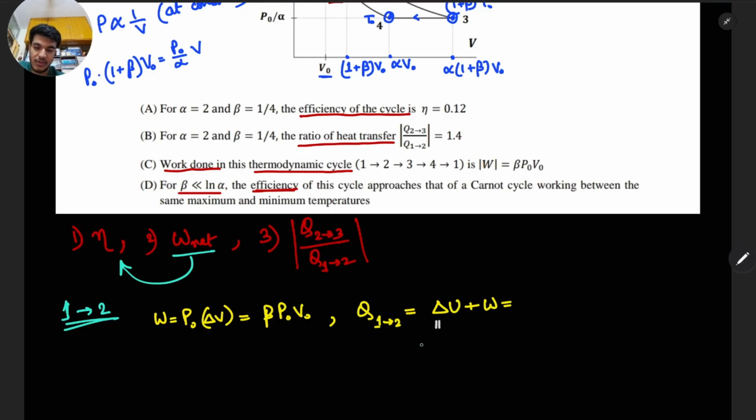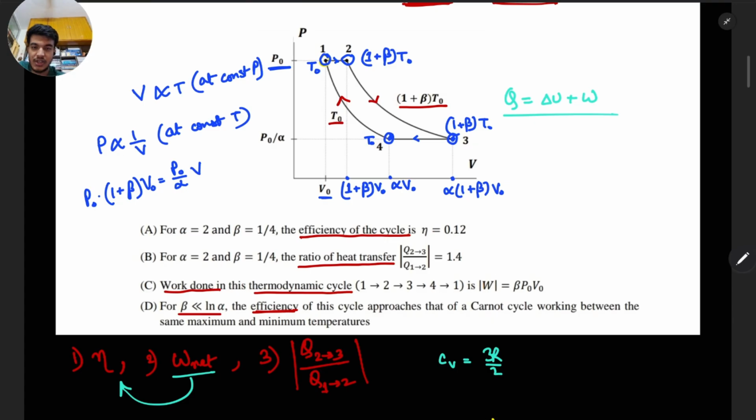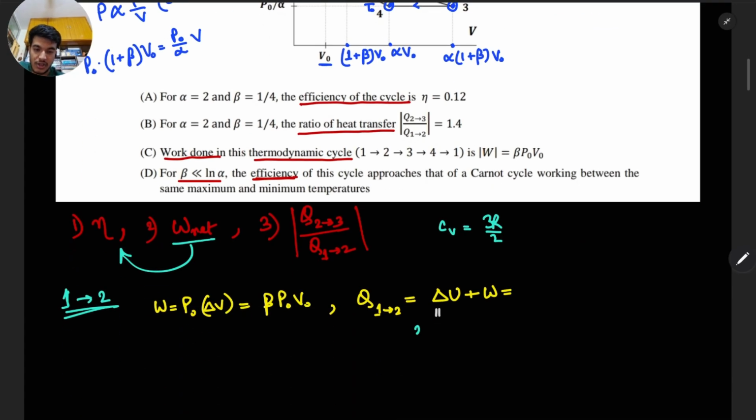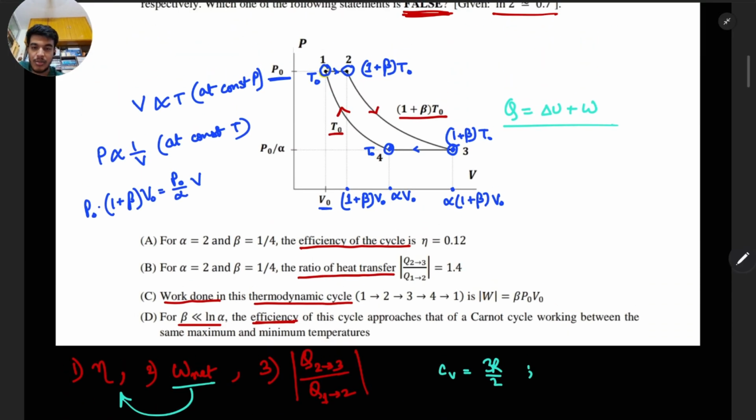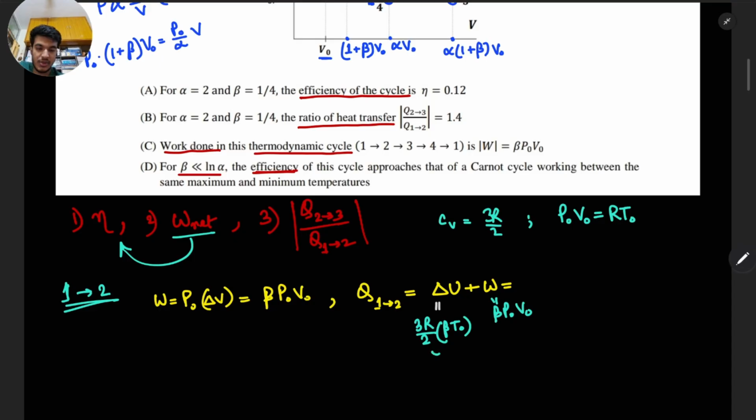So CV del T, and CV for a monoatomic gas is 3R by 2, and here del T is 1 plus beta T naught minus T naught. So it is beta T naught. So it is 3R by 2 into beta T naught, and W we already have, it is beta P naught V naught. Okay, one thing, since the state is P naught, the temperature is T naught and the volume is V naught, we can easily say that P naught V naught is equal to RT naught. So we can club this RT naught in, and we can write it as 3 beta by 2 P naught V naught.